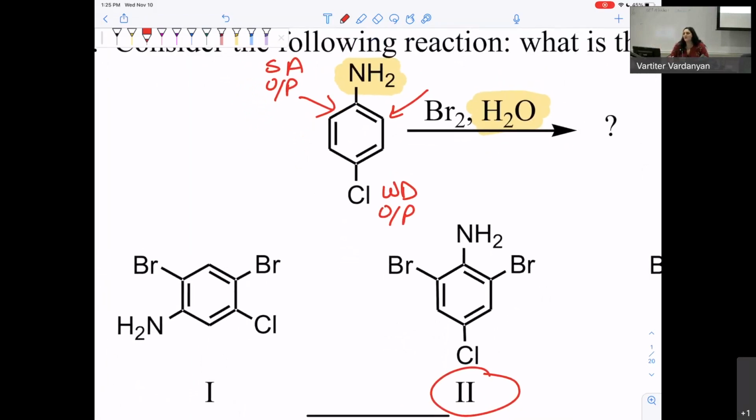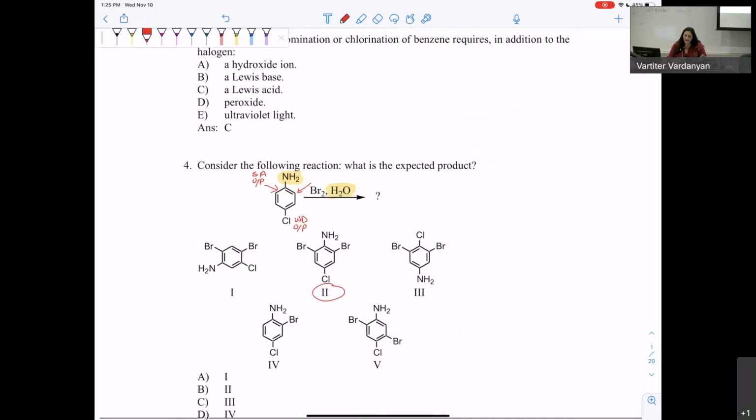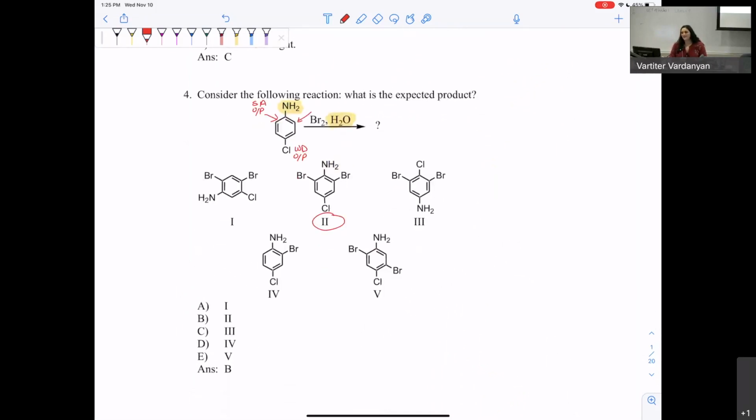So to figure out which one is the director here, we have to figure out which one is the strongest activator. If you look at the list I had up here before, you're looking for the highest activator or the least deactivating. There's a lot of different ways you can say that, but basically the strongest activator. So between these two, your strongest activator would be NH2, so you kind of ignore the chlorine. Does that make sense-ish?